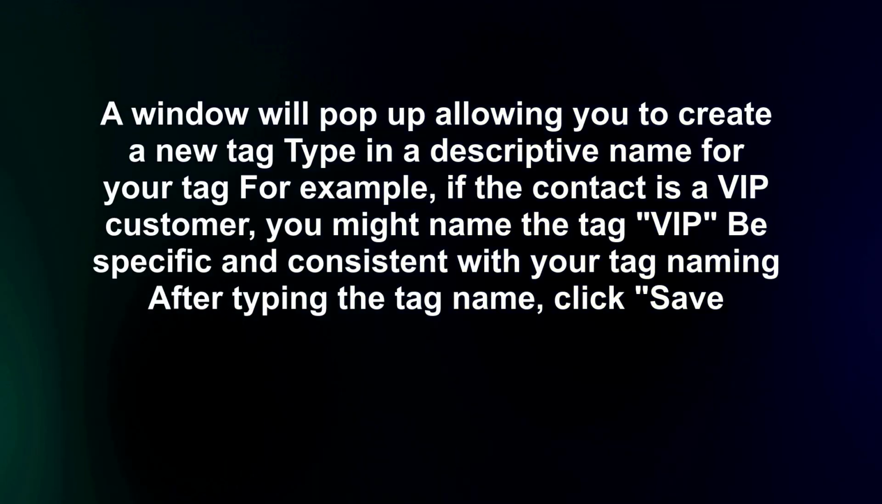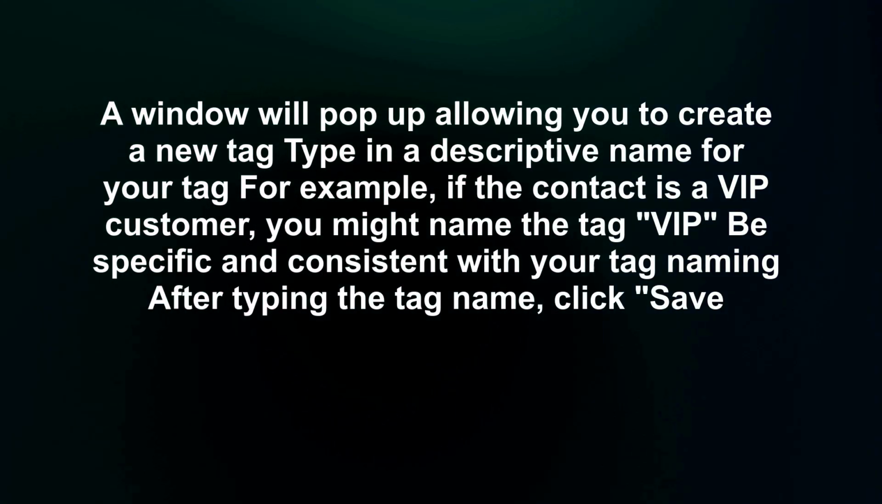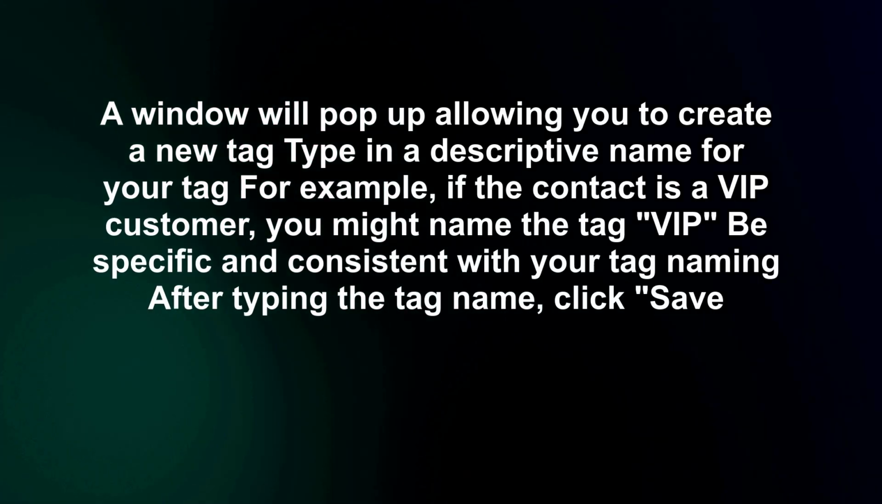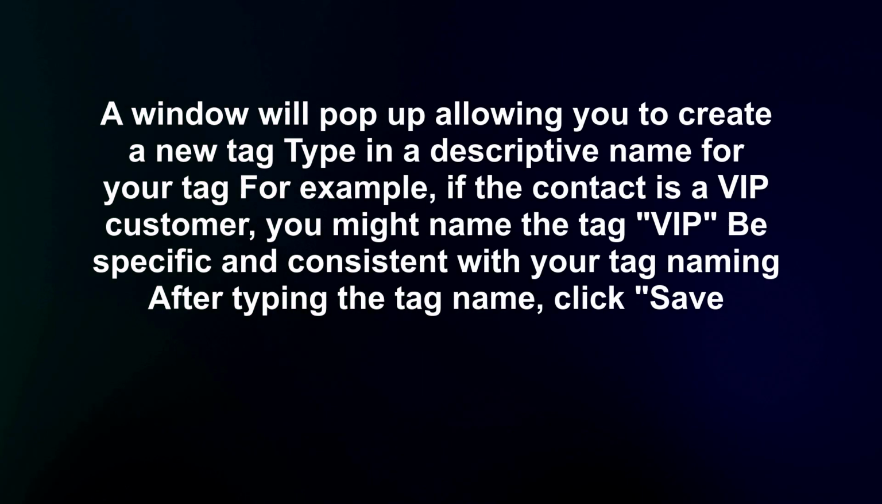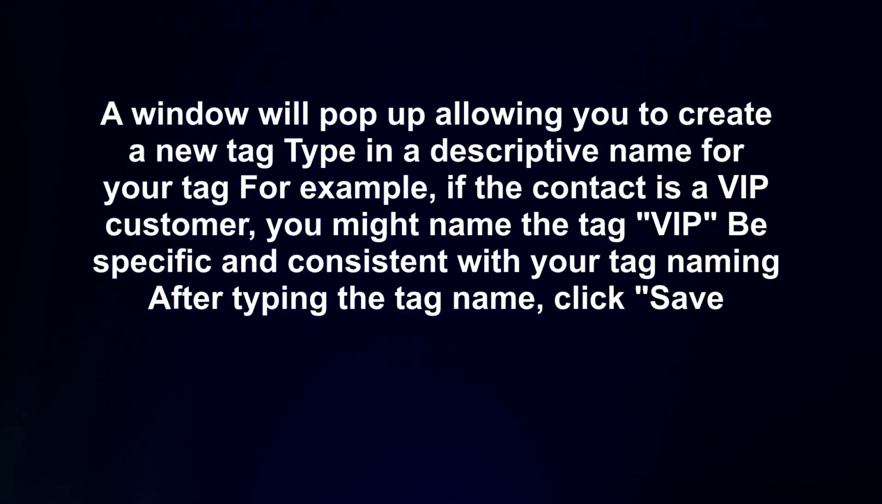A window will pop up allowing you to create a new tag. Type in a descriptive name for your tag. For example, if the contact is a VIP customer, you might name the tag VIP. Be specific and consistent with your tag naming. After typing the tag name, click Save.